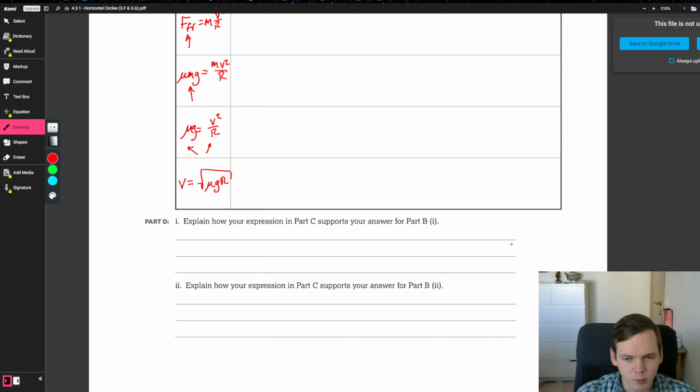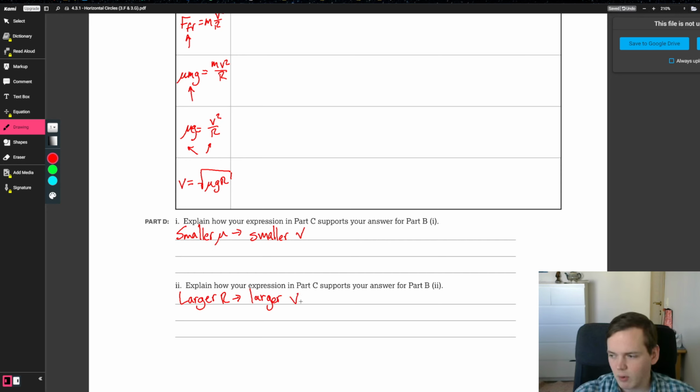So explain how this supports your answer in B1. In B1, we said a smaller mu implies smaller v, which is what we had said. And then in part 2, a larger r leads to larger v. So that's hopefully pretty straightforward and tracks well. If you have any questions, let me know.